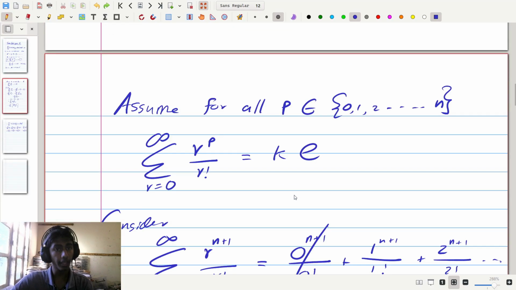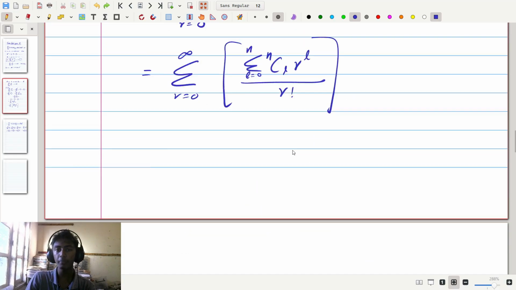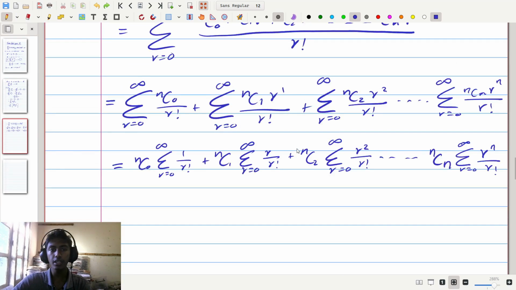Our assumption at the beginning was that we are to assume for all p which are elements of the set from 0, 1, 2, 3 all the way up to n, that the sum from r equals 0 up to infinity of r to that power divided by r factorial is an integer multiple of e. So from that assumption, all of these sums over here are integer multiples of e. This is an integer multiple of e, this is an integer multiple of e, this is an integer multiple of e, all the way up until this final sum, which is also an integer multiple of e.